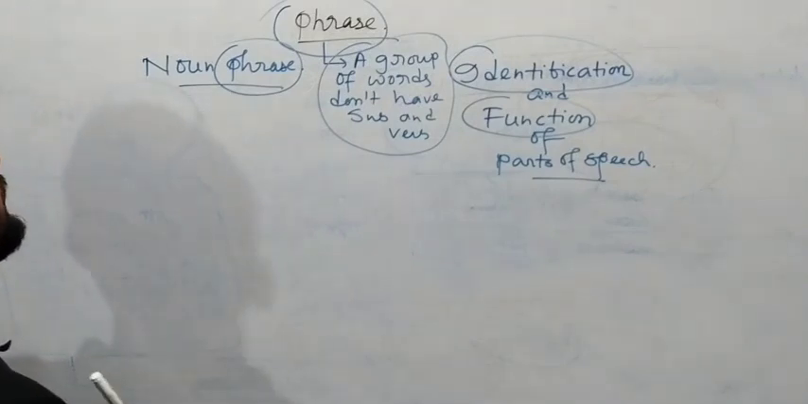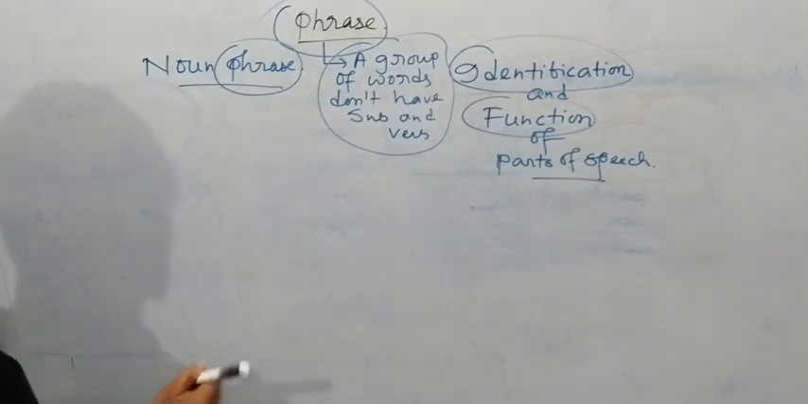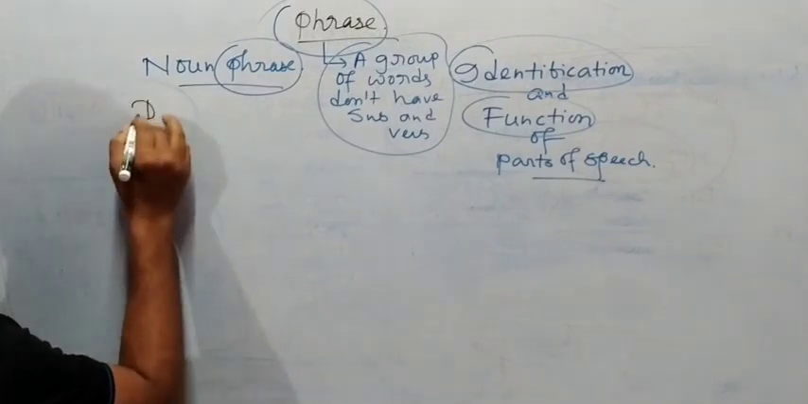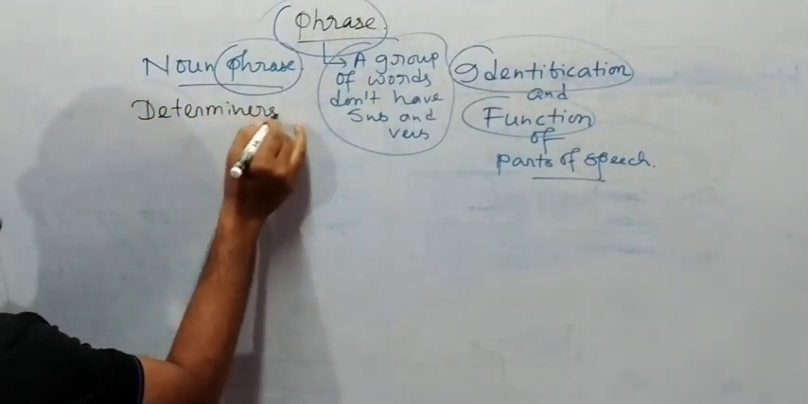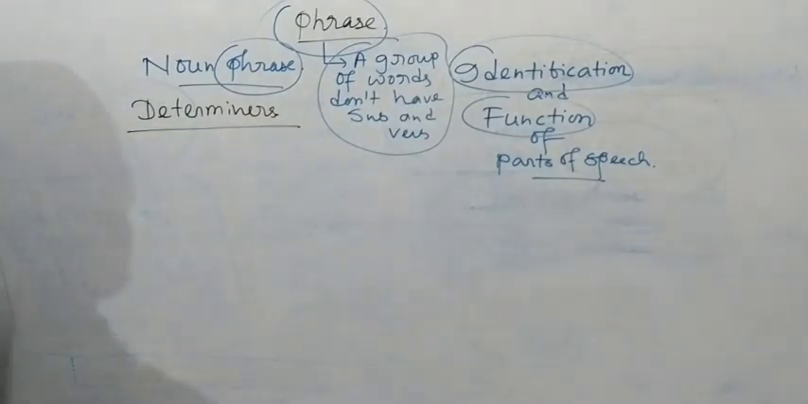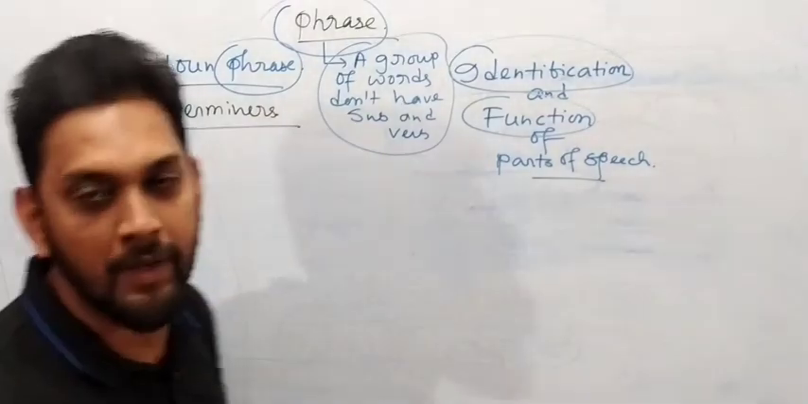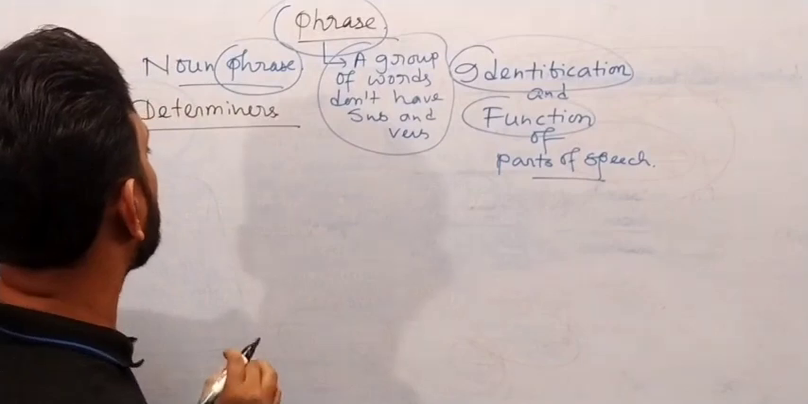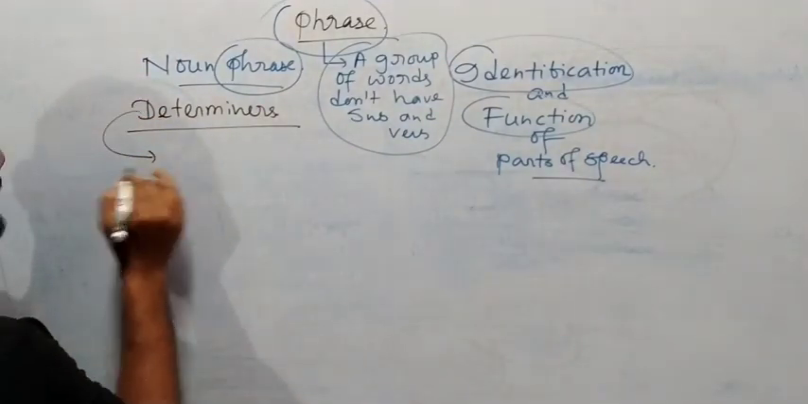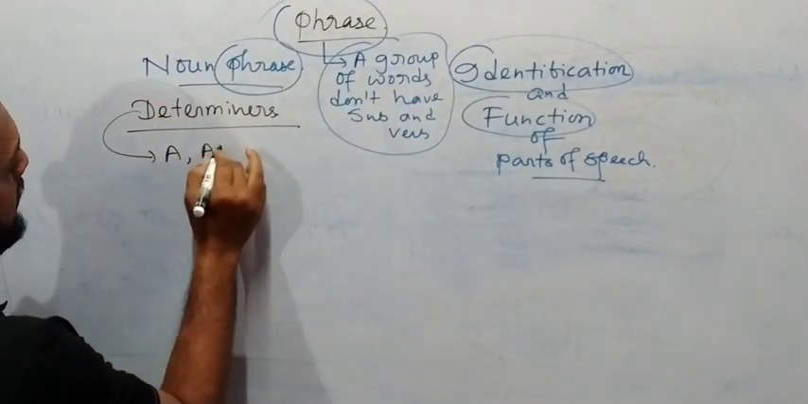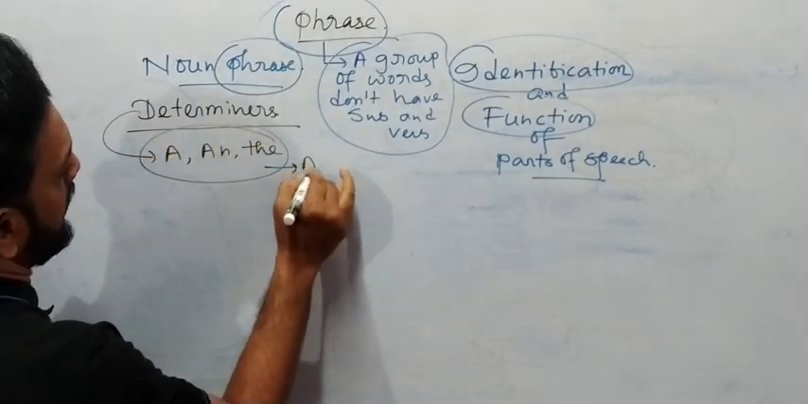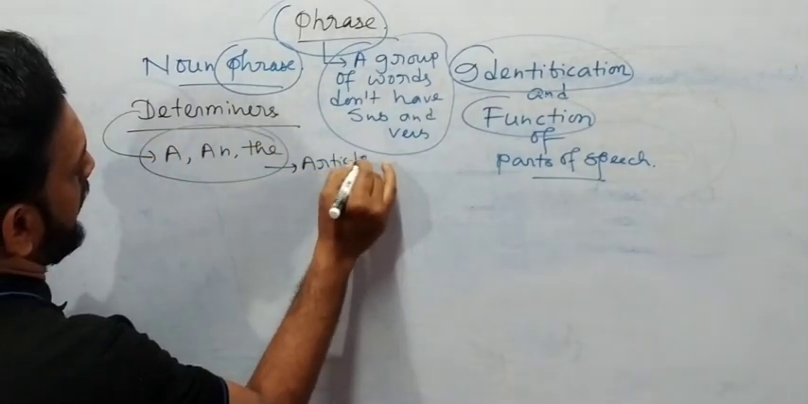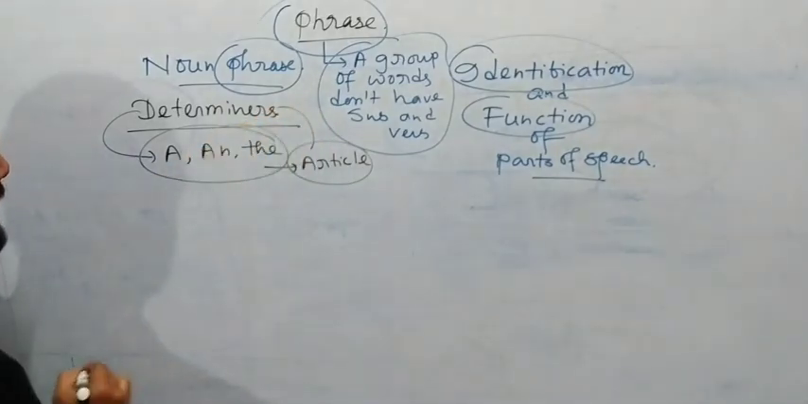In order to make a noun phrase, one of the most important ingredients we need to understand is determiners. What? Determiners. Okay, determiners. Already I have written them the last day. Some of the determiners have already been written over here. So you see A, AN, THE. These are the articles. What? These are the articles. And articles are part of determiners.